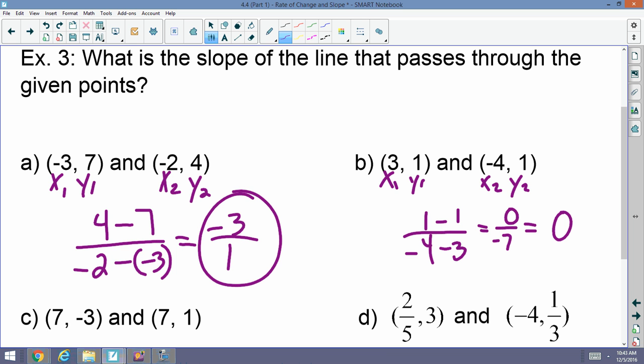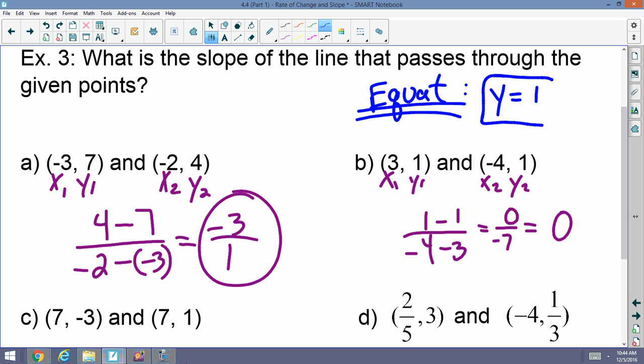Okay? Now, for extra bonus here, what would the equation of this line be? What's the y value that it consistently goes through? This is going to be y equals 1. Guys, if it's a 0 slope, isn't it a y equals equation? So let's figure it this way. If you're trying to find a slope and they give you the same y values, it's automatically going to be a 0 slope.